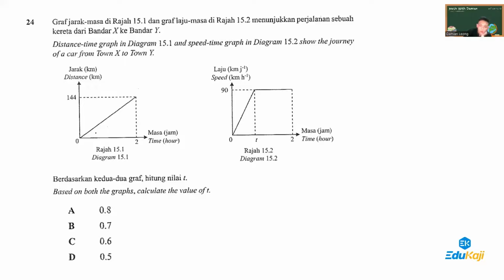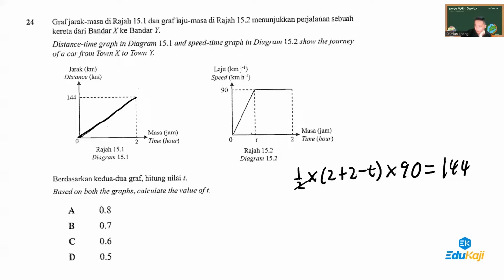Yeah, the distance traveled in the 2 hours, which is 144. From the speed against time graph, I can find the distance as well. So I relate the distance. Distance is the area under the graph for your speed against time graph. So I take the area under the graph equals 144. Half times the sum of parallel sides, which is 2 and 2 minus t, times the height, 90, equals 144 km.